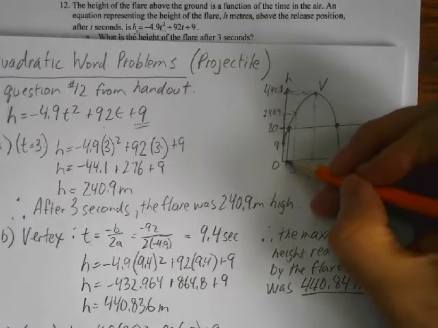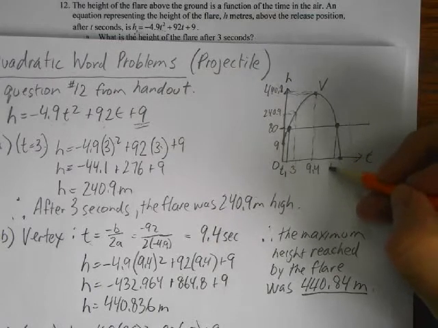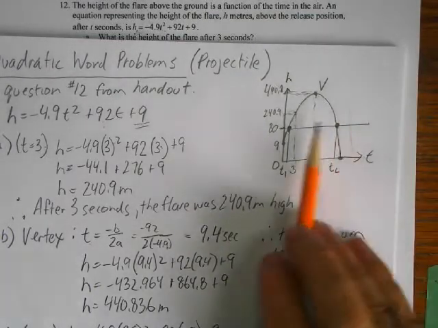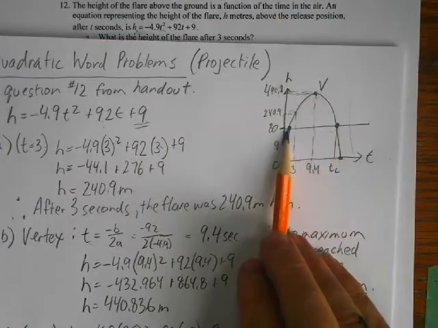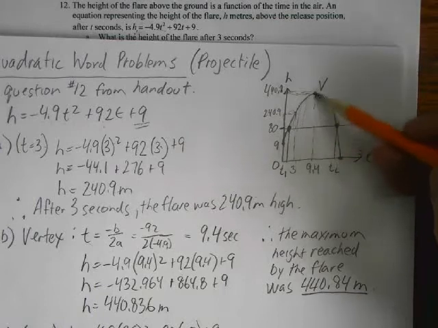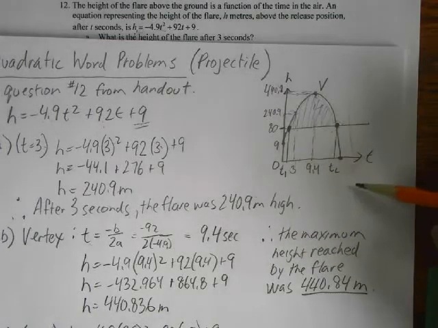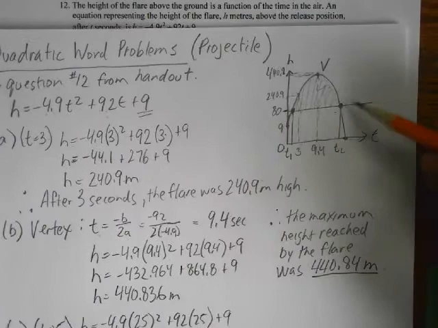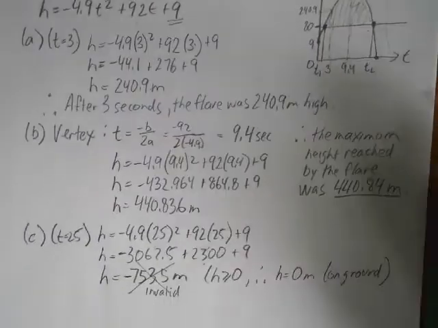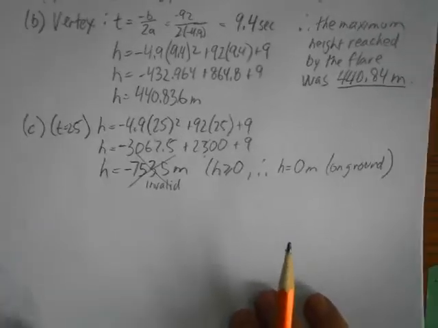If I drop that down, I call that T1, and I call this T2. So between T1 and T2, the flare was above 80 meters. I'm pretty sure I'm going to get 2 valid answers when I do it algebraically. Now I kind of know what I'm looking at here. I'm going to go back down and do this algebraically.